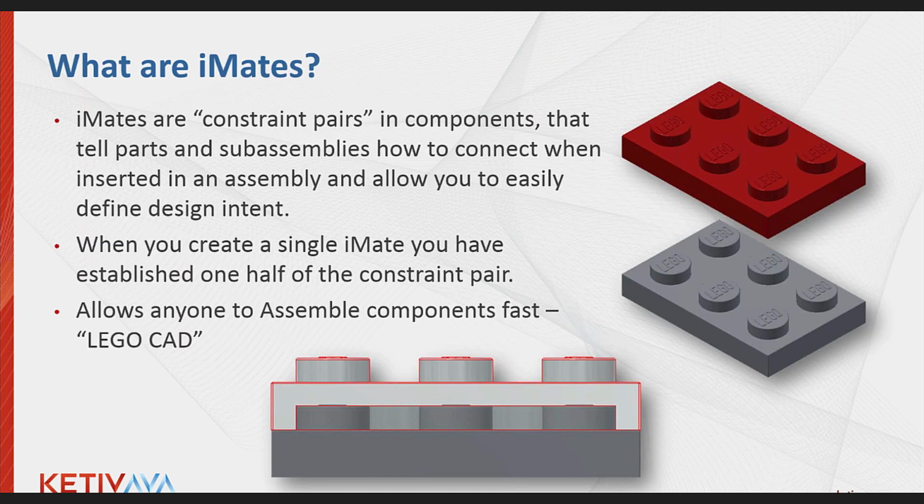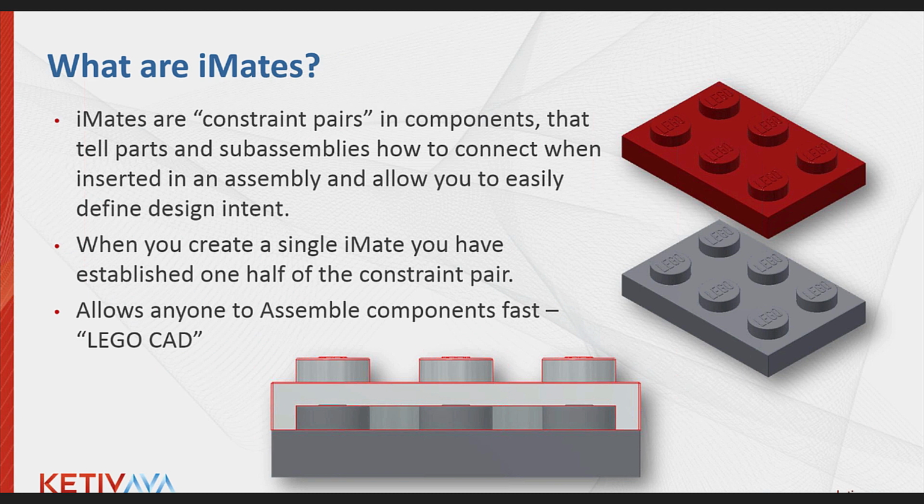So what are iMates? iMates are a constraint pair. When you go in and constrain two parts, or you constrain a part to an assembly by proxy, a constraint pair is created. That may be a bolt that's inserting into a hole. There's a constraint pair there. Both parts of it, the feature and the part, have a relationship that's built. This tells the parts and subassemblies how they connect together. So at that point, with those constraints, you're defining the design intent as you're building it.